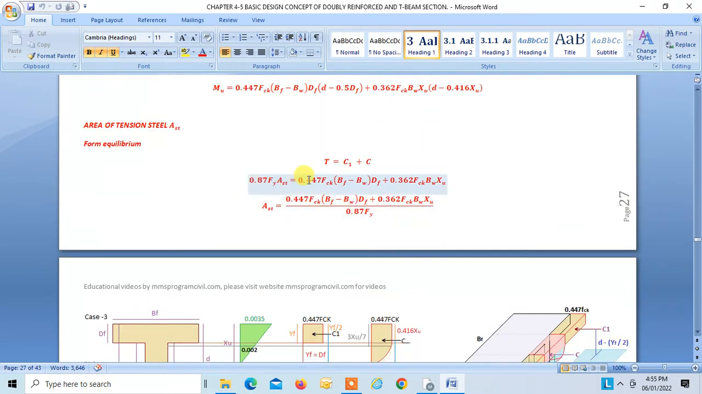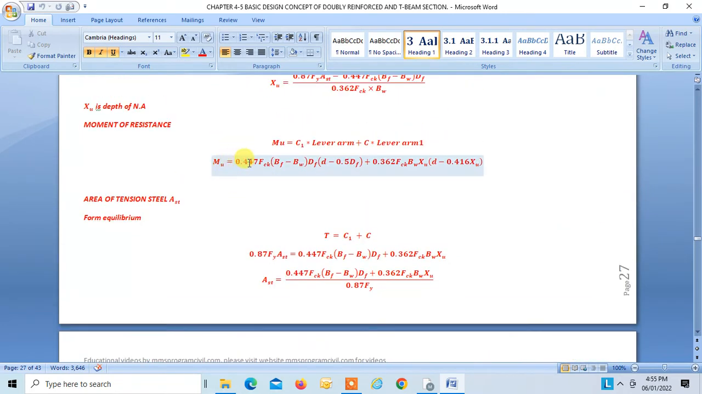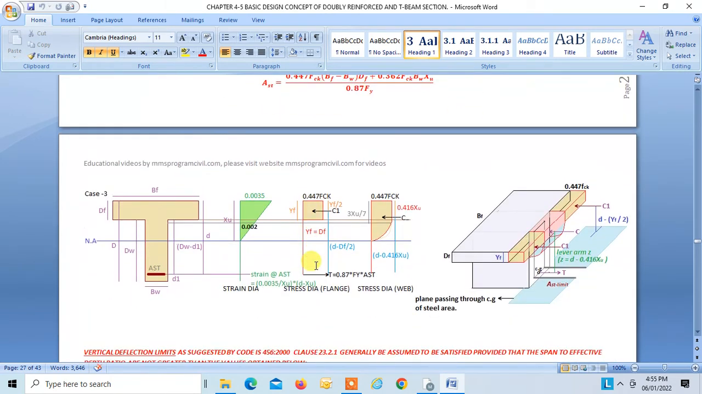So that is what I have kept over here. This is C1, this is lever arm, this is C, this is lever arm, right? So that is how you can find the moment of resistance. Now you can find the area of steel taking T is equal to C1 plus C. This is T, 0.87 FY into AST. C1 is 0.447 FCK into BF minus BW into DF. C is 0.362 FCK BW into XU. So AST can be found as C1 plus C divided by stress in steel. So this is your case 3, right?